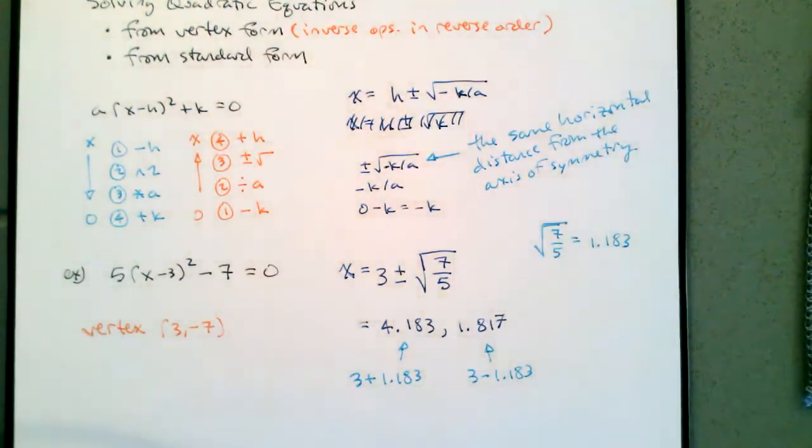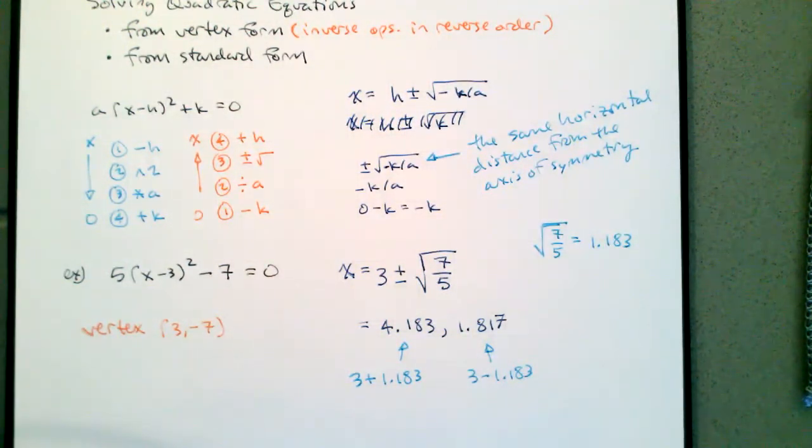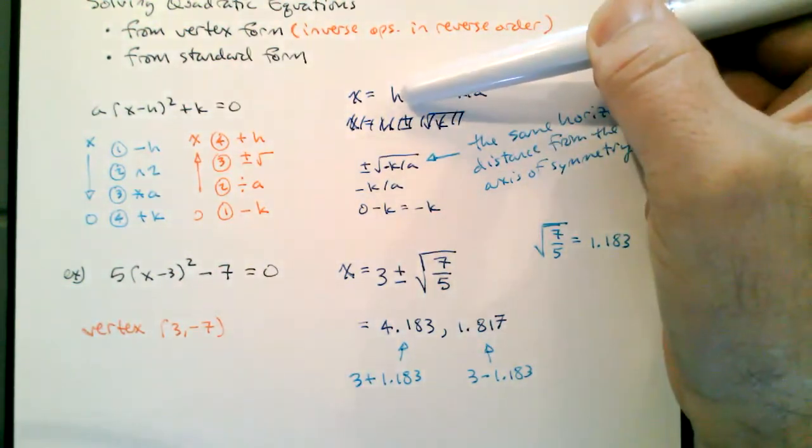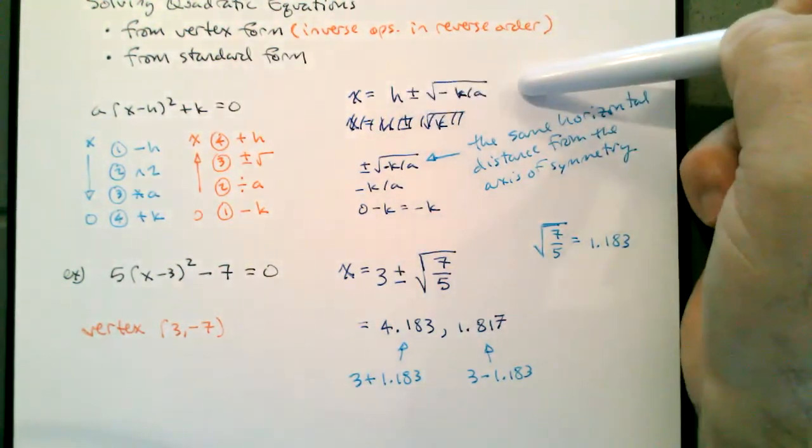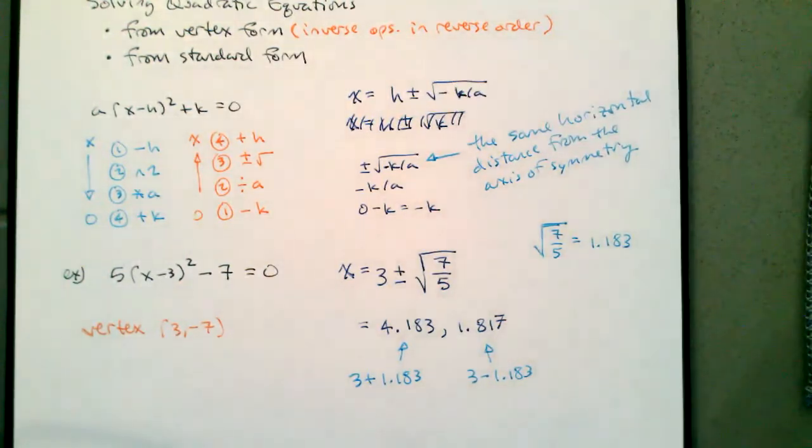So that square root of k over a is the same horizontal distance that we were referring to before. The same horizontal distance from the axis of symmetry. h is where the axis of symmetry is. So we start off with h in the middle, and then we add and subtract that horizontal distance.